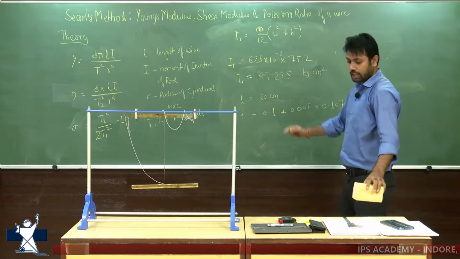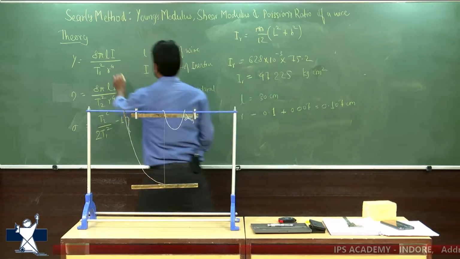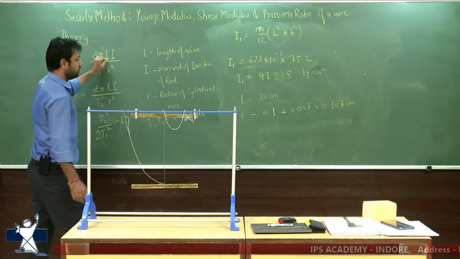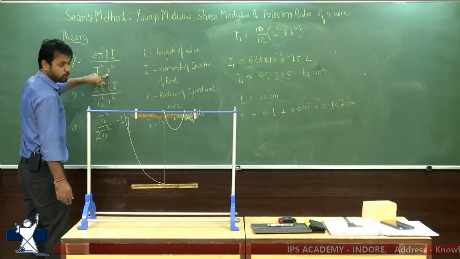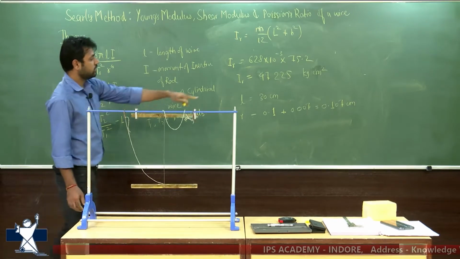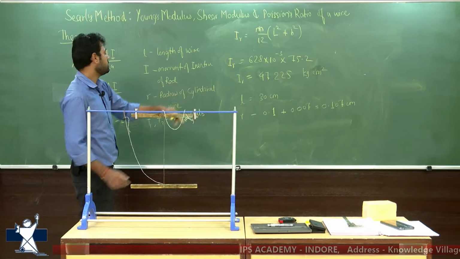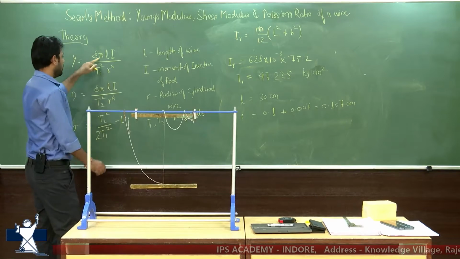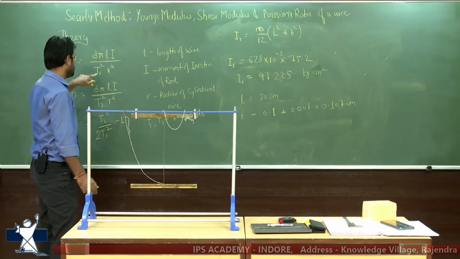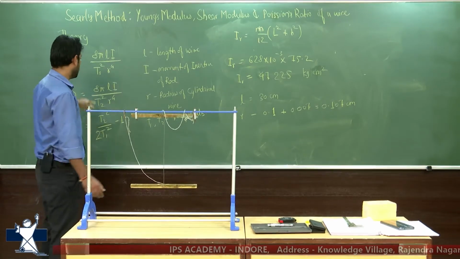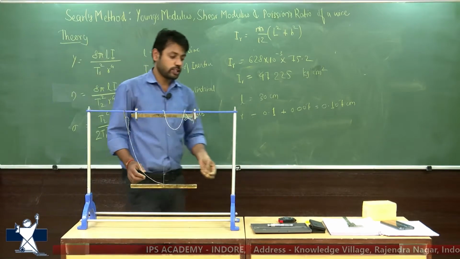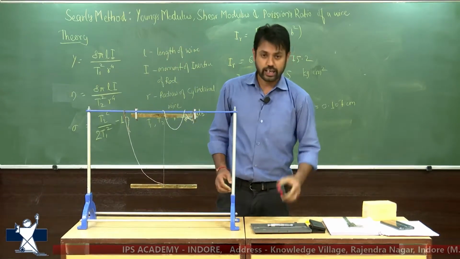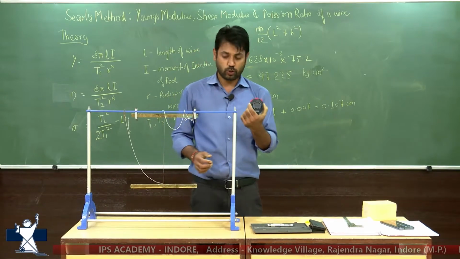So we have measured the quantities. We got L, which is 30 centimeter. We have got R, which is 0.107 centimeters. The rest are constants. All we need to measure is T1 and T2, right? T1 and T2 we are going to measure by oscillating the object and counting the time with this stopwatch.